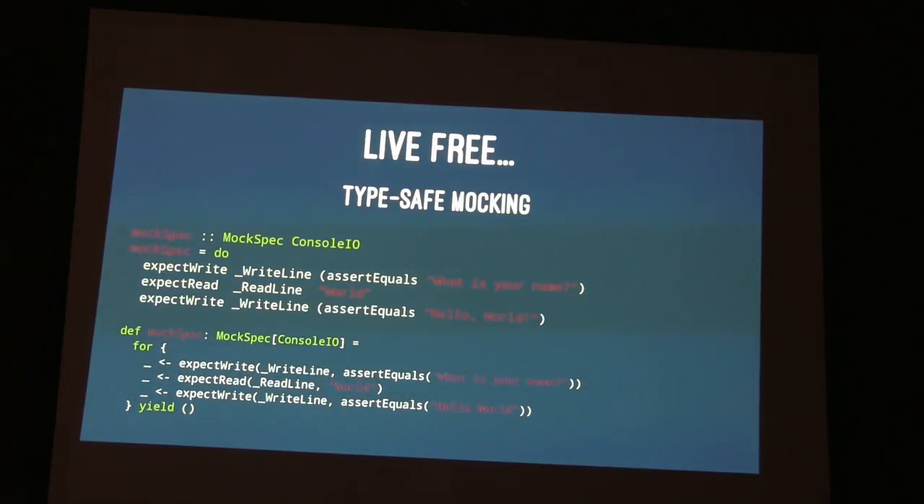But it turns out that when you describe the effects of your program as a data structure, you gain the ability to do some things that are either not possible otherwise or are extremely difficult. And an example of that is type-safe mocking.